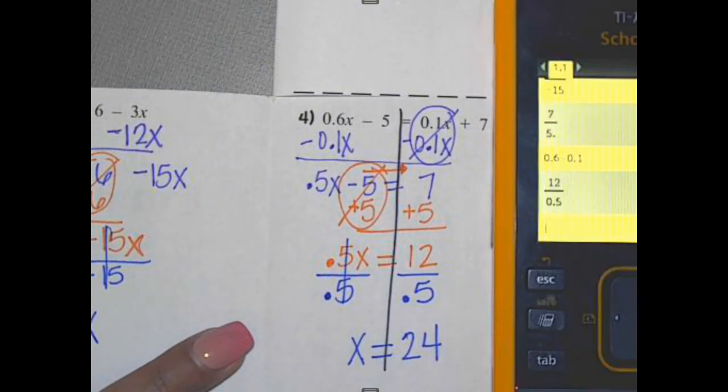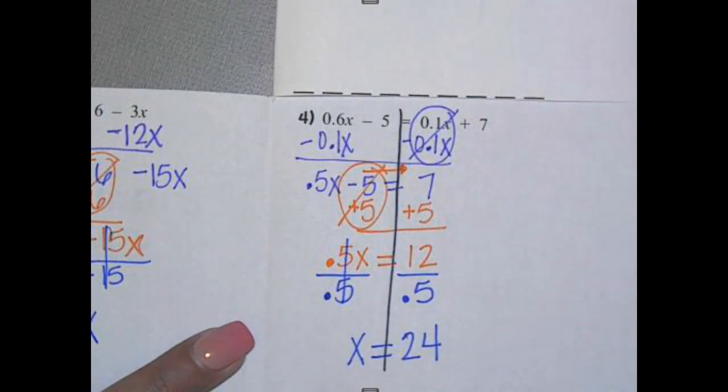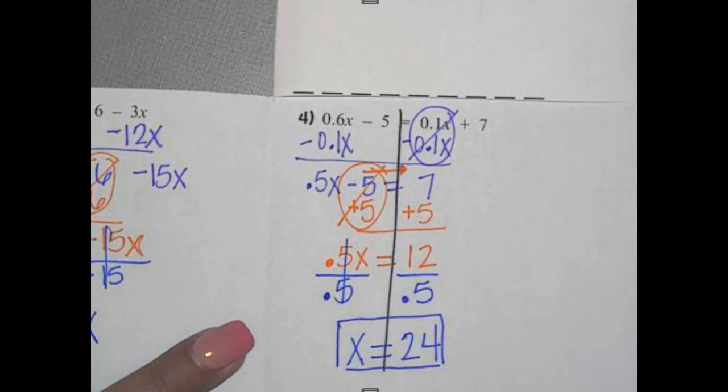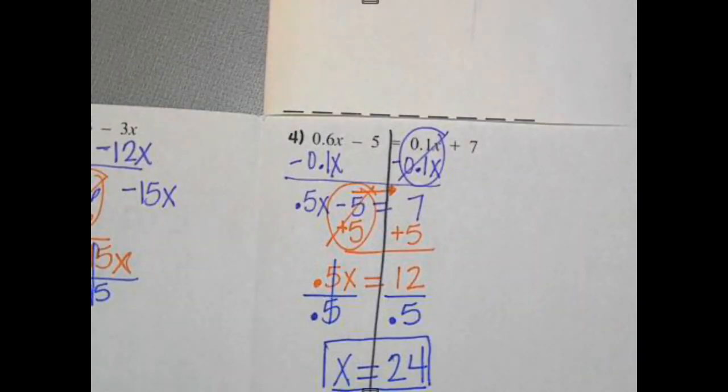Okay. My fraction in my calculator looks like my paper right here. You need to make sure when you're dividing, they look the same. So my answer to number 4 is 24. All right, please make sure you have this down. And again, if you need to pause any part of this video, please do.